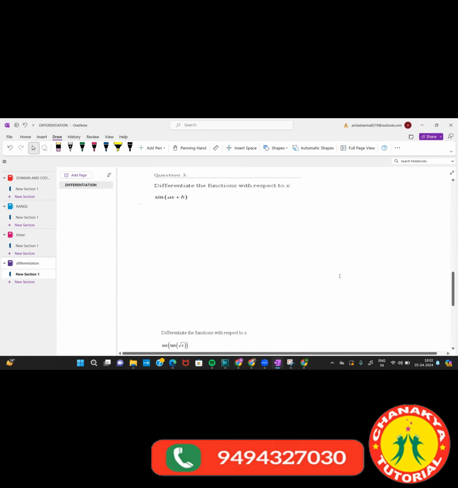Ma'am, here u is ax plus b. Yes, beta. Ma'am, by chain rule, we need to take two things. So y is equal to sine u, and u is equal to ax plus b. Now differentiate this one.